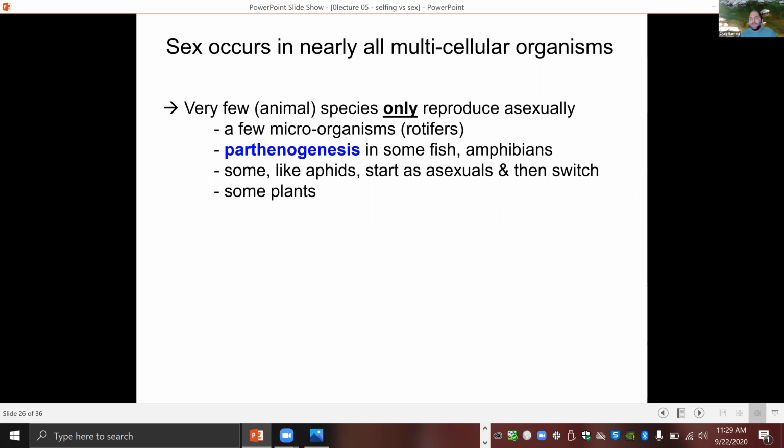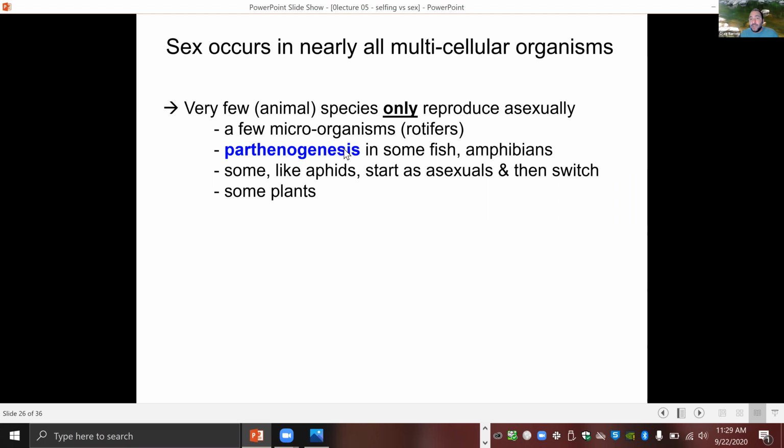Okay, so sex occurs in nearly all multicellular organisms. Why is that? So very few animal species only reproduce asexually. So that's a very rare thing in animals. A few microorganisms, so eukaryotic microorganisms like rotifers, are known to do this.